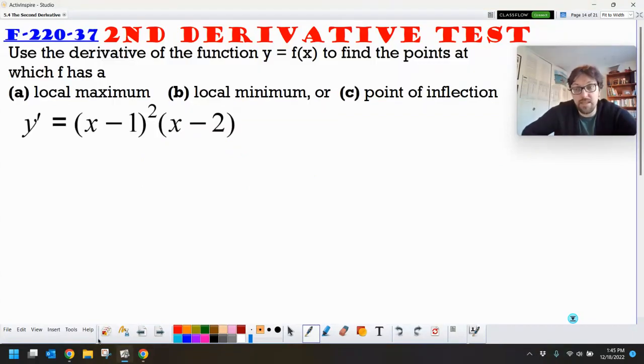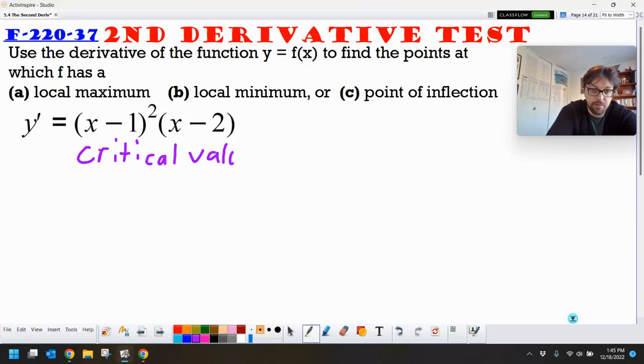So I've got this first derivative. I want to find the local max, mins, and points of inflection. So I know I'm going to have critical values when this thing equals 0. So our critical values are when x equals 1 and when x equals 2.